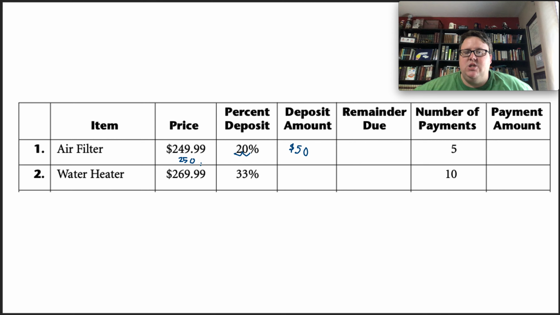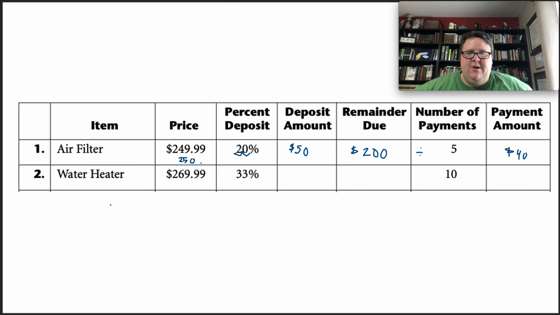The remainder is 250 minus 50, which is just $200. Now they have $200, but they're dividing it among 5 payments. So 200 divided by 5 is what? It's $40. So what is their payment amount? $40. So it's pretty simple what we're doing today.